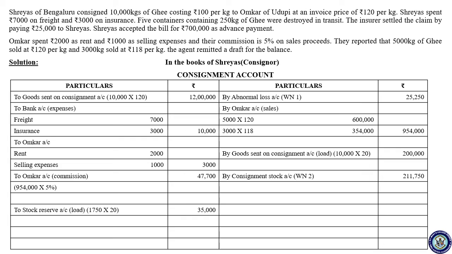And what is the unit? The closing units is 1,750. See working note number 2, 1,750. 10,000 is the total invoiced, out of which 250 were lost, so you deduct 250. Then 500 units and 300 units were sold, total 8,000 units. So 10,000 minus 250, that is loss, and 8,000, that is sale, you will get 1,750. The same units you have taken in working note number 2.